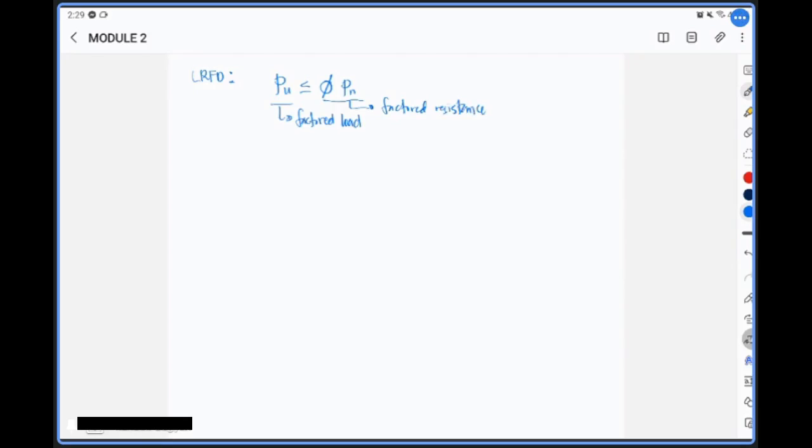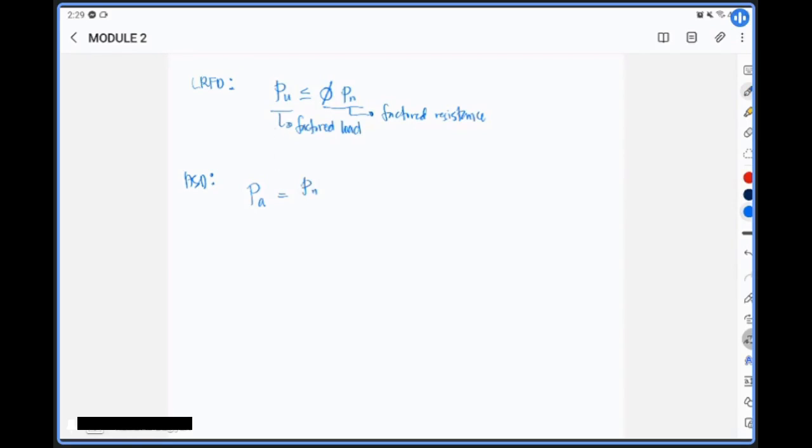And phi, of course, is our reduction factor, wherein we cannot use the entirety of P sub n, but we reduce it through a factor less than 1. Okay? And for ASD, our allowable tensile strength is equal to our nominal tensile strength divided by a factor of safety omega.